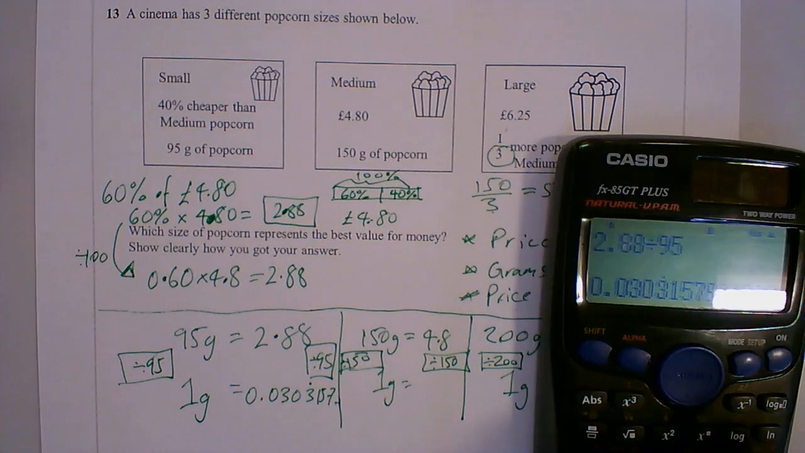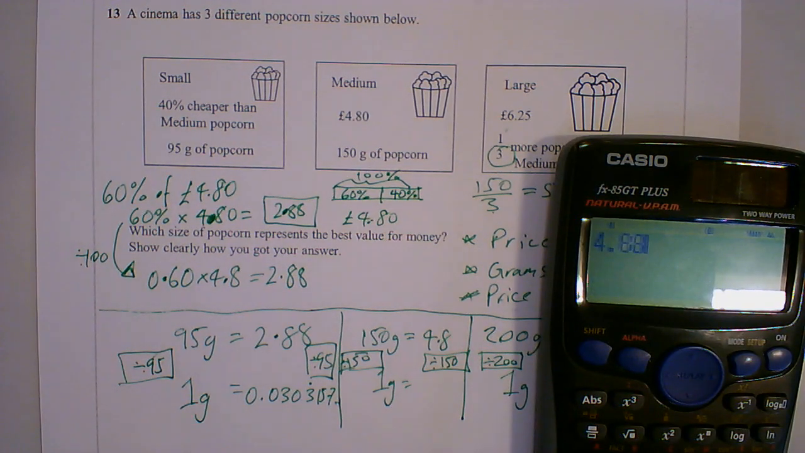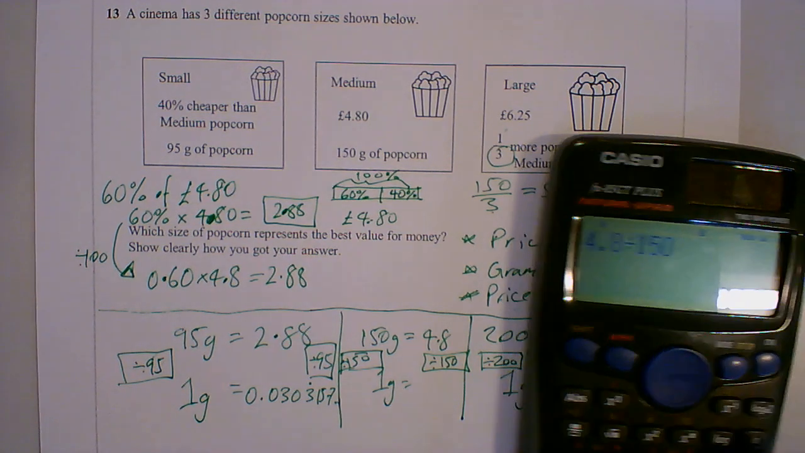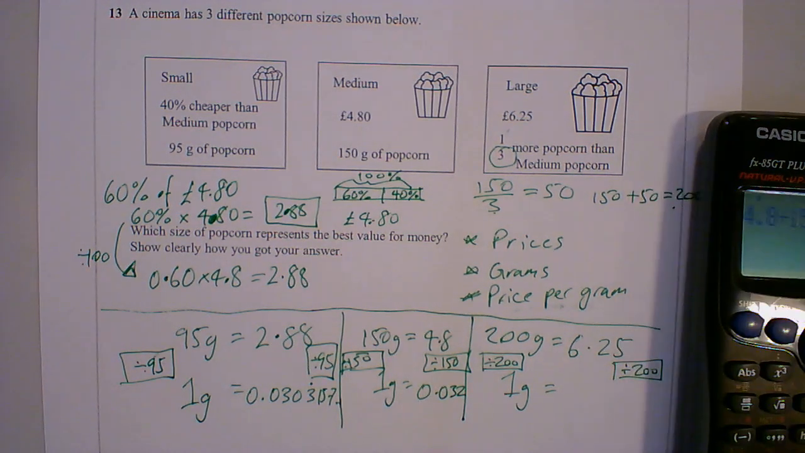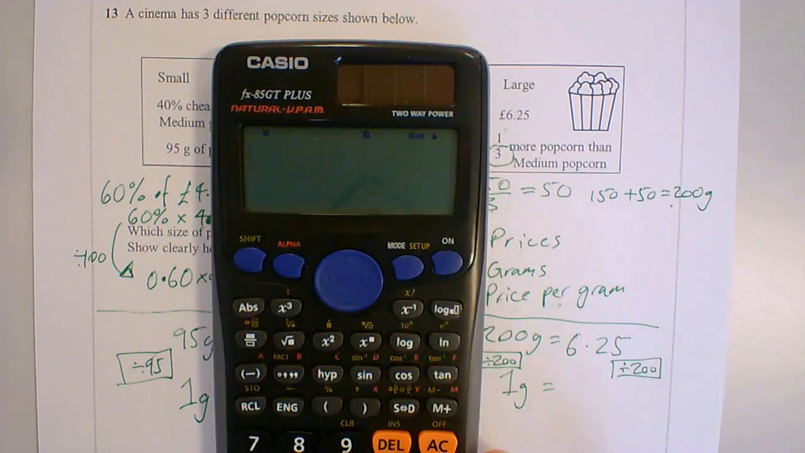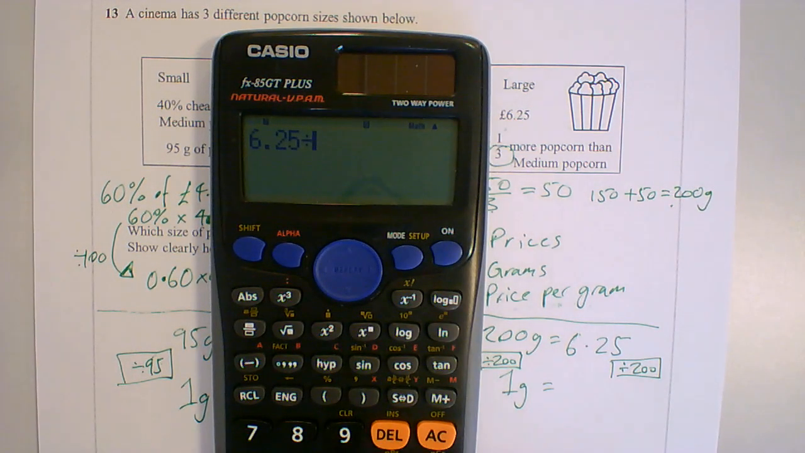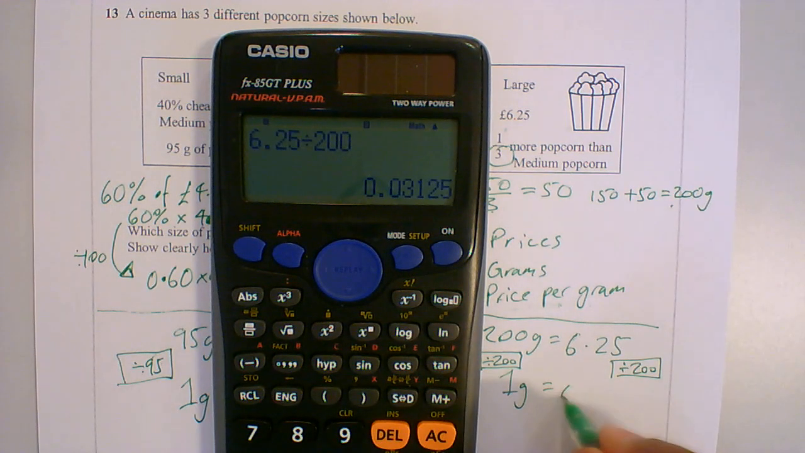So let's do this one. 4.8 divided by 150 gives me 0.032. And then the last one, 6.25 divided by 200 gives me 0.03125.